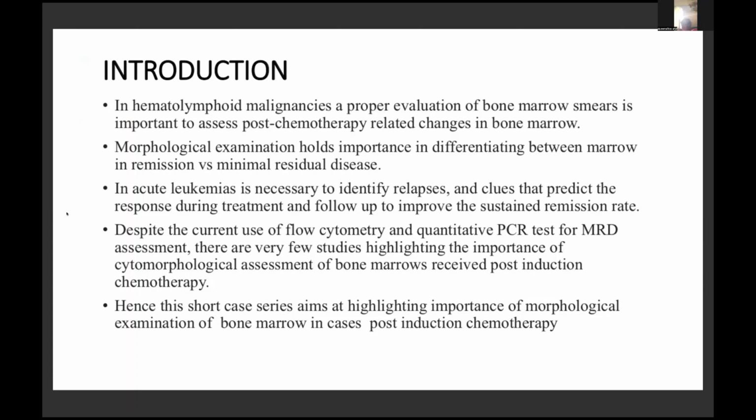So we routinely get marrows for morphological examination, and then we send this marrow sample for flow cytometry and further molecular analysis. This is a routine practice in any setup which is dealing with adult or pediatric hematolymphoid malignancies. Next slide.